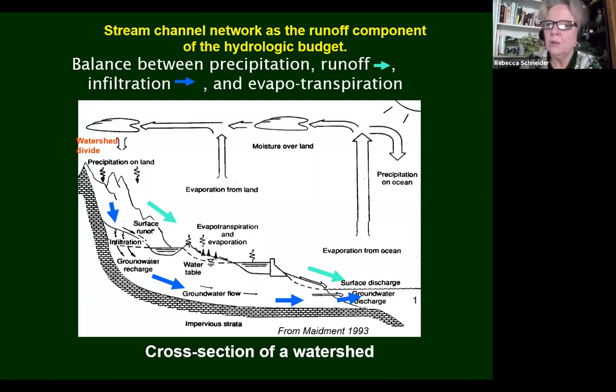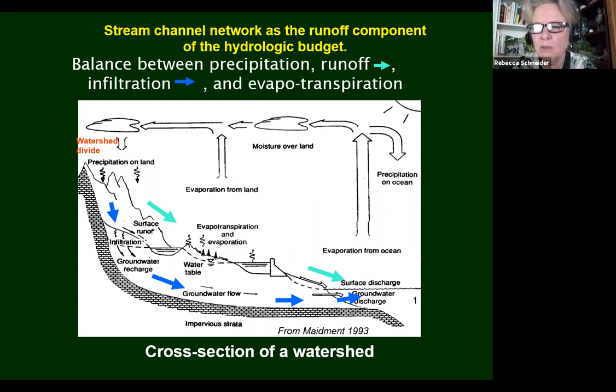All right, once you know where the watershed divide is and how big your bowl is, you know a lot about what's going on with your stream and water in your watershed. First of all, you can calculate the total amount of water. I mean, you only get as much water as falls into your basin. That's all you have to work with.